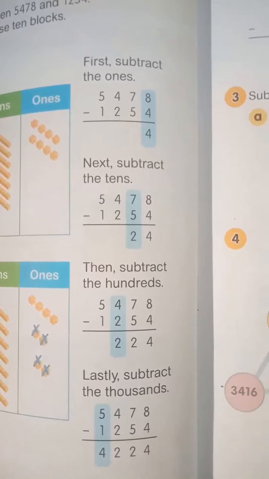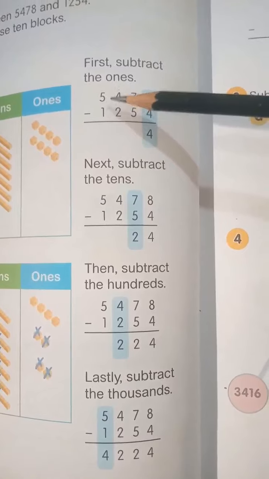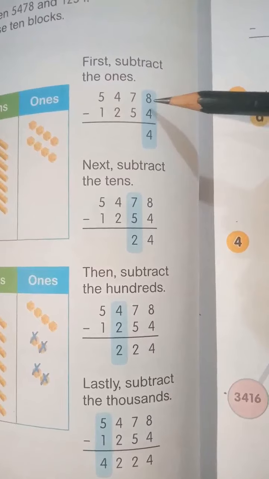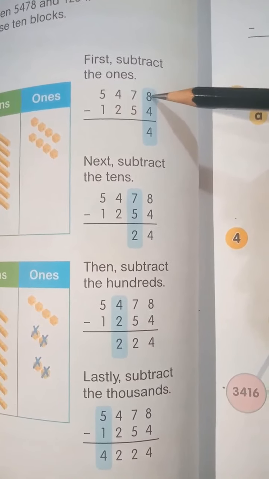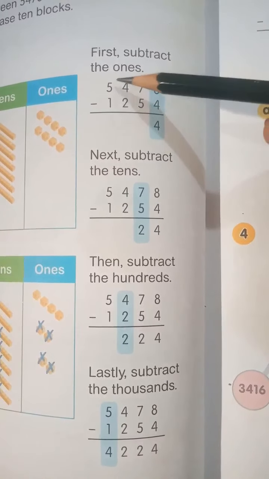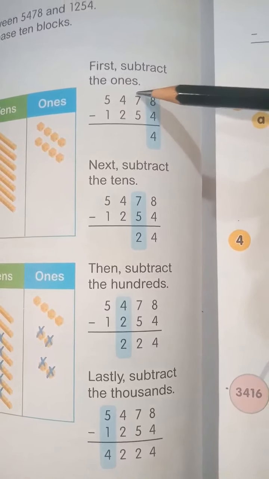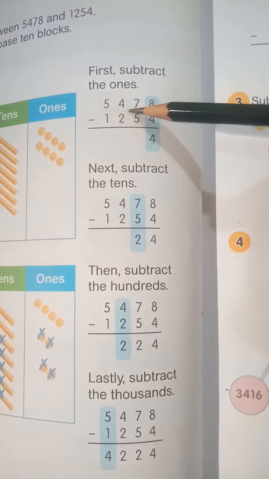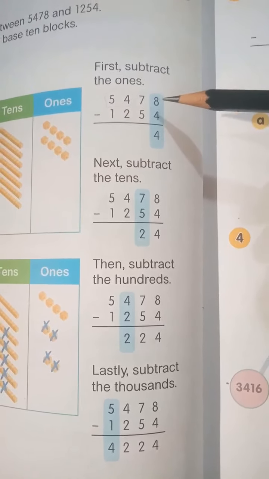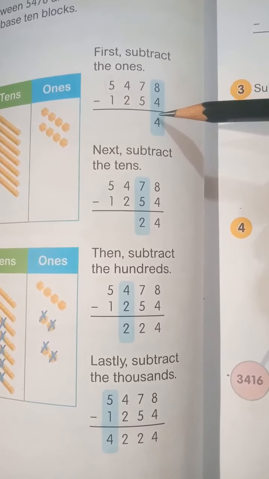Let's pay attention to the steps. These numbers consist of ones, tens, hundreds, and thousands. And all of the digits are great enough to be subtracted. Let's subtract the ones. 8 minus 4 equals 4.